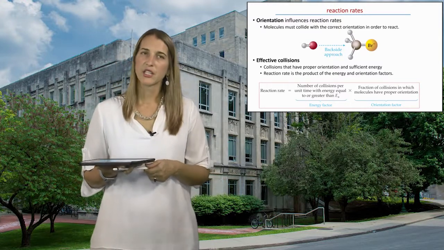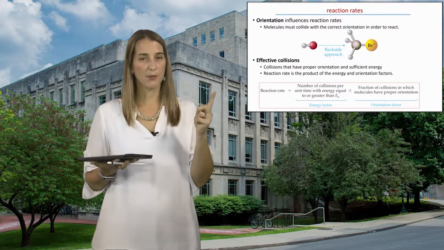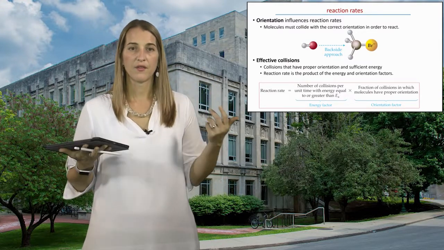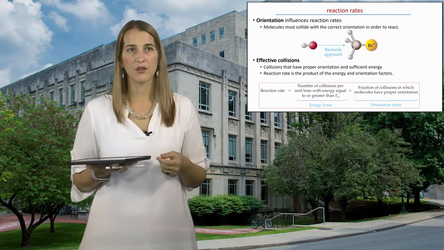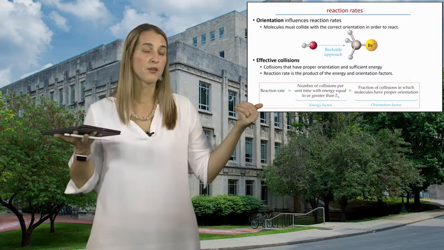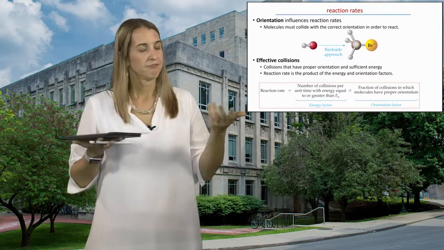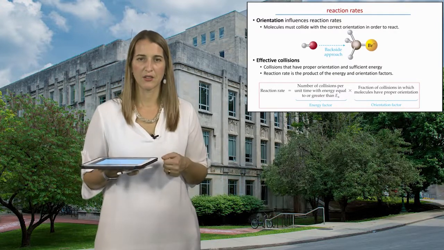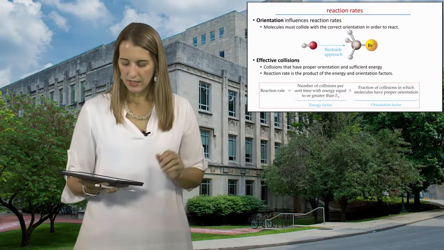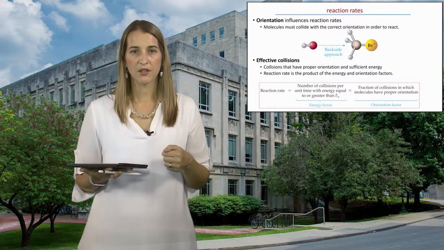All right, effective collisions, this puts together two things. So one, the collision has to be the proper orientation in order for it to be effective. And also, it has to have a sufficient amount of energy. So if the two molecules collide, but they don't have enough energy to break any bonds, it doesn't matter that they collided because you don't have enough energy to get over that activation energy. So the reaction rate then is the product of the energy and these orientation factors.